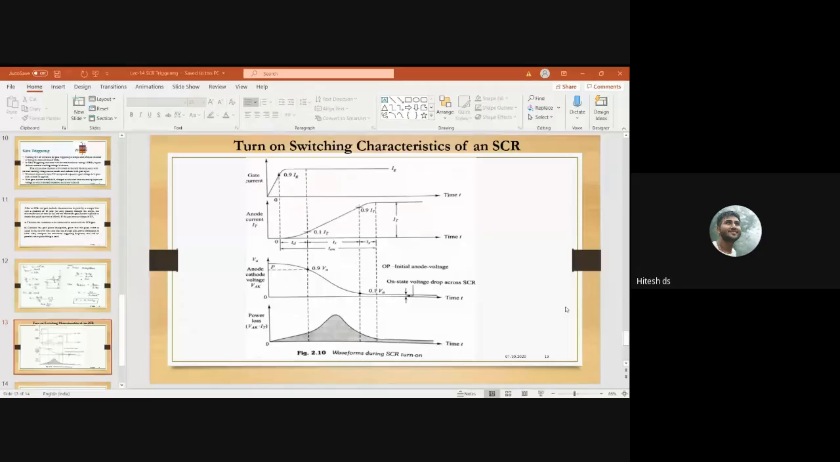So first we apply the gate current to turn on. Correct. As the gate current starts increasing, once it reaches 90% of the required gate current to turn on, the anode current starts increasing. So it takes around TD time to reach 10% of the required threshold IT, that is anode current. It takes TD amount of delay. What is TD? Is the question. What is TD?